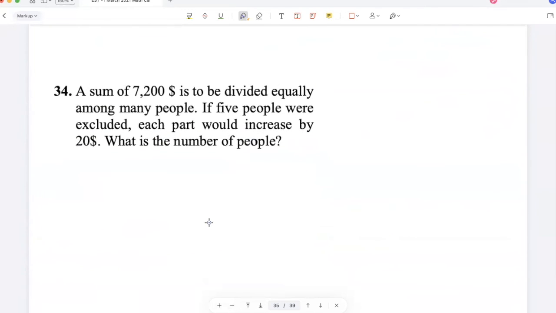A sum of $7,200 is to be divided equally among many people. If 5 people were excluded, each part would increase by $20. What is the number of people? Okay, so let's say there were X people, right? So 7,200 by X was each person's contribution, or rather what each person receives, right?